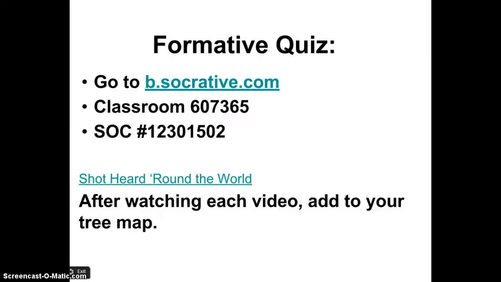Now that you've seen this, we're going to try something we're going to do quite frequently. So we're going to get this set up. It's a formative quiz, and you're going to go to b.socrative.com. Now, if you don't have a computer with you today, take the back of your thinking map. You can write the answers to these questions. Our classroom will be 607-365, and the number of the quiz is 123-01502.